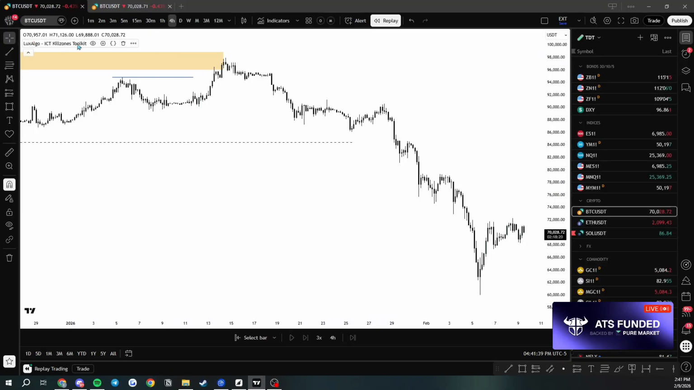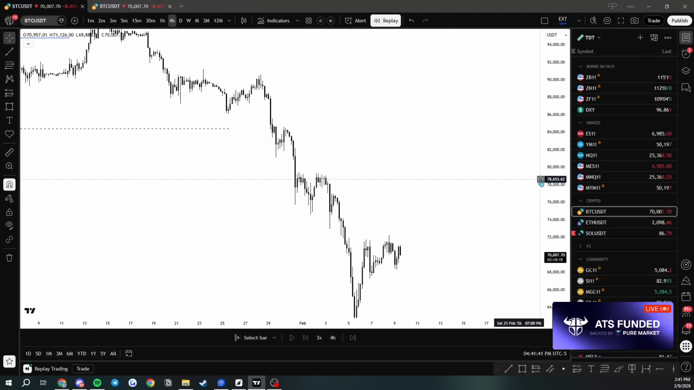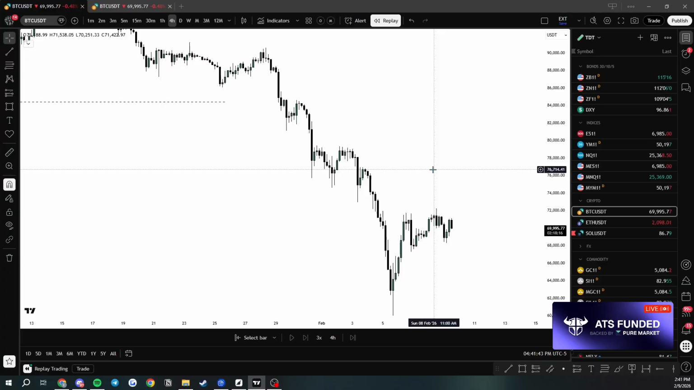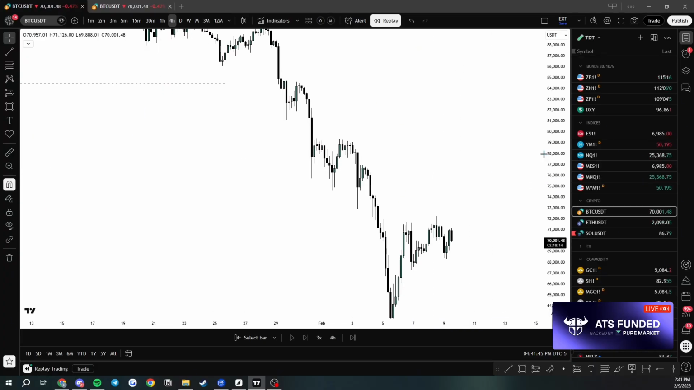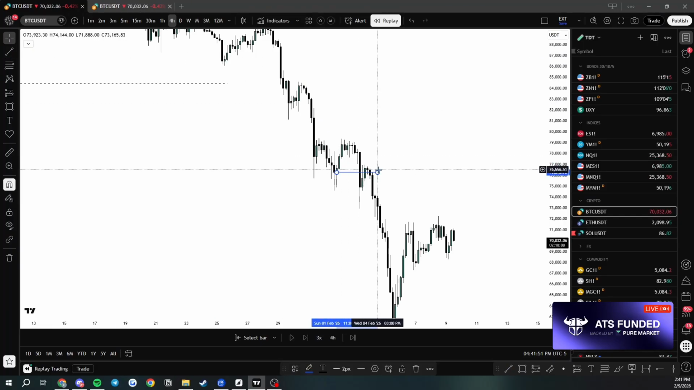Okay, let's turn on the kill zones. All right, they're on. Cool. Let's see. We have a change in state of delivery here. We have a fair value gap mixed in with it. We're not going to mark it out though. Let's go to the 1-hour.